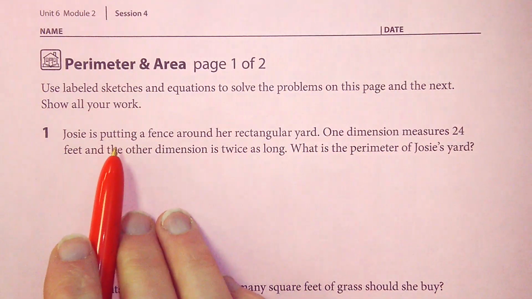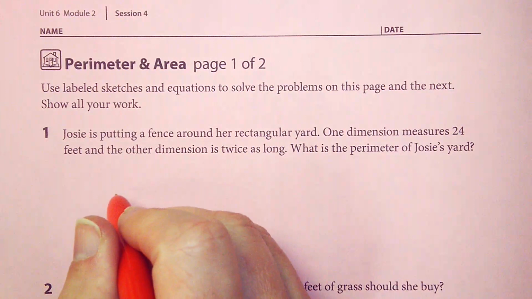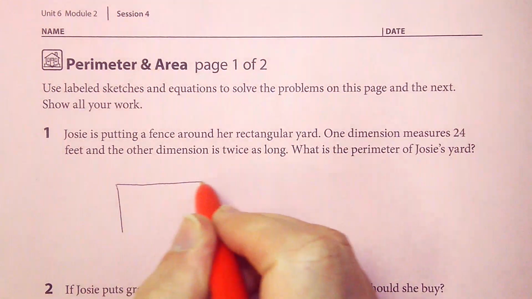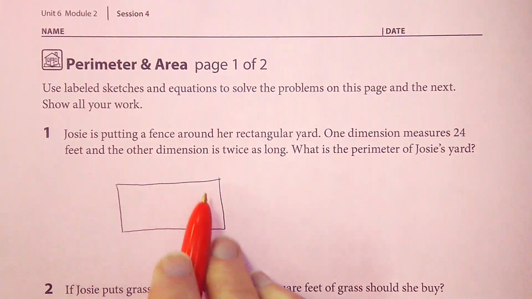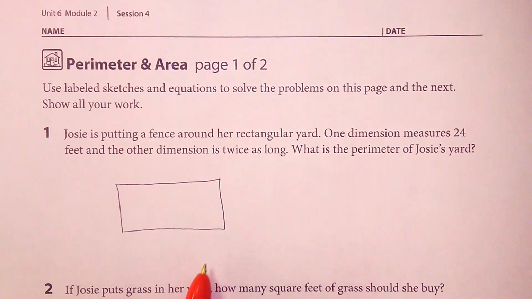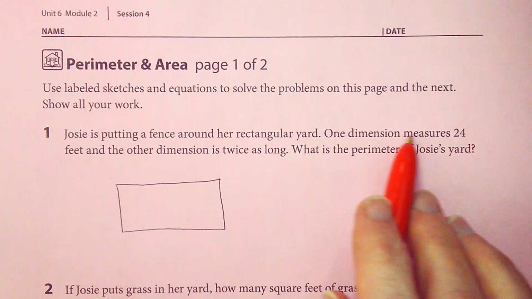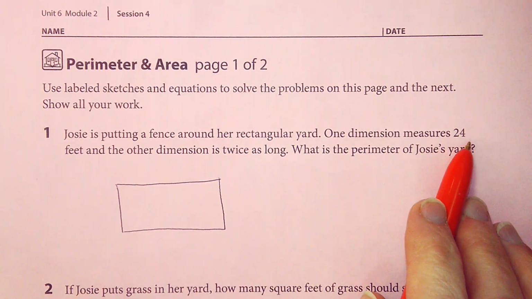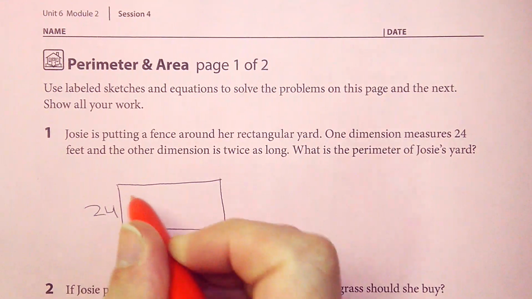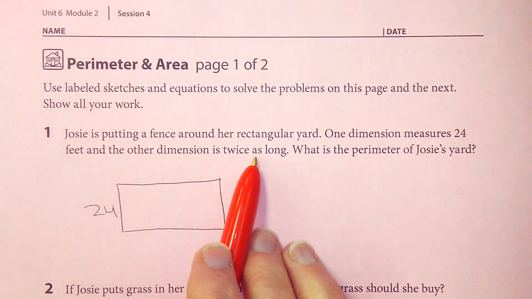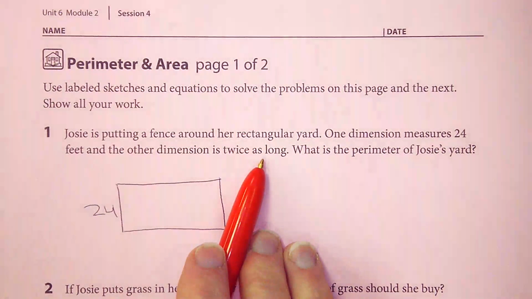So Josie is putting a fence around her rectangular yard. So let's just go ahead and draw our fence. We said it was a rectangle, so I'm going to make 2 of the dimensions longer, 2 of the dimensions shorter. One dimension measures 24 feet. So maybe this side here. And the other dimension is twice as long.